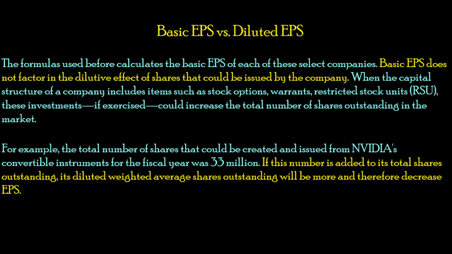For example, the total number of shares that could be created and issued from NVIDIA's convertible instruments for the fiscal year was 33 million. If this number is added to its total shares outstanding, its diluted weighted average shares outstanding will be more and therefore decrease EPS. Dilution just means that a person owns a smaller percentage of the company as more stock was issued, and therefore owns a smaller percentage of all shares outstanding.